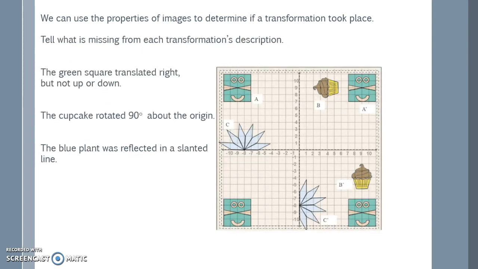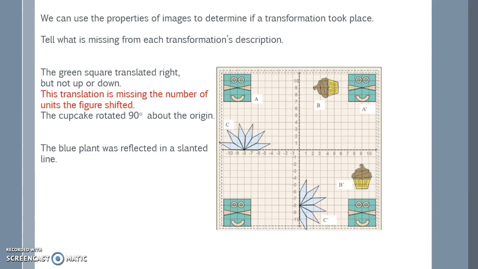Tell what is missing from each transformation's description. The green square translated right, but not up or down. The cupcake rotated 90 degrees about the origin. The blue plant was reflected in a slanted line. They're not very specific. The translation is missing the number of units the figure has shifted. So the green square was translated right, but it doesn't tell us how far right we need to go.